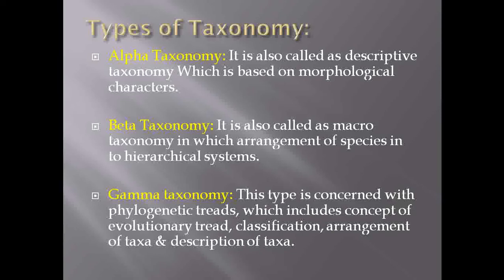So in a simple way, if we want to remember the three types: alpha taxonomy is based on the morphological characters. Beta taxonomy deals with arrangement of plant species into a hierarchical system, and gamma taxonomy deals with the phylogenetic, or you can say the evolutionary, traits. So these are the three types of taxonomy.